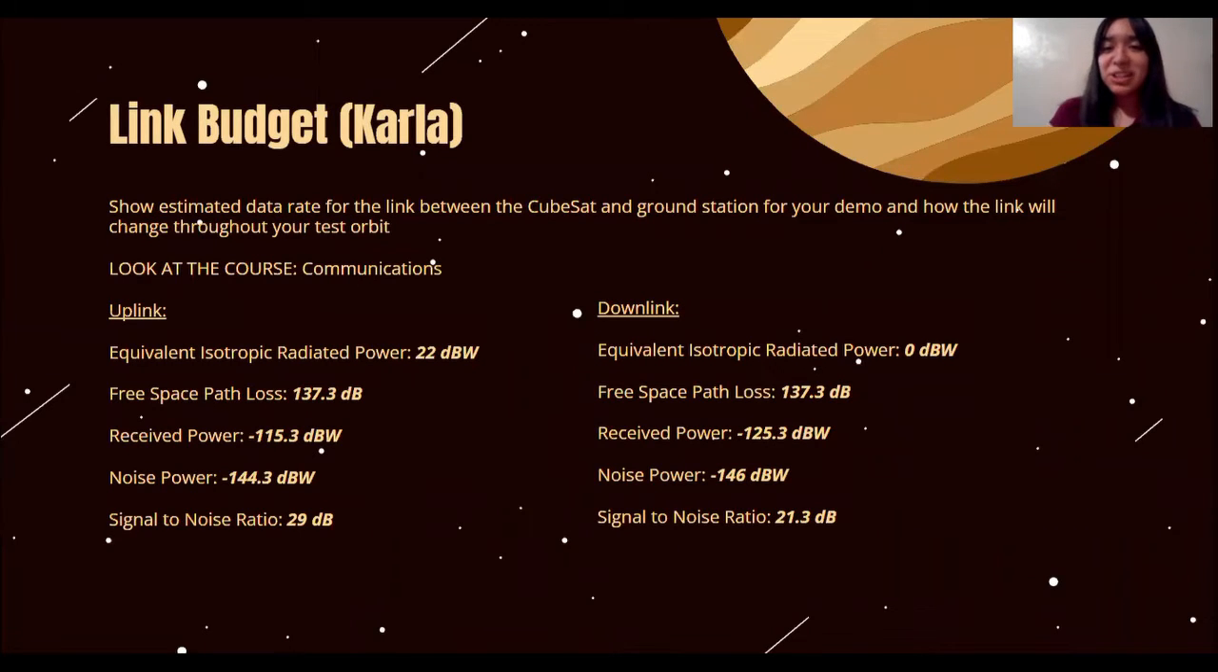So next up is our link budget. The link budget is an account of gains and losses in communication power between two systems. In our link budget, we have provided different calculations we have made using parameters provided to us by the course. These calculations help us understand the relationship between the ground antenna and the satellite antenna and how the amount of power between them can change when information is transmitted.